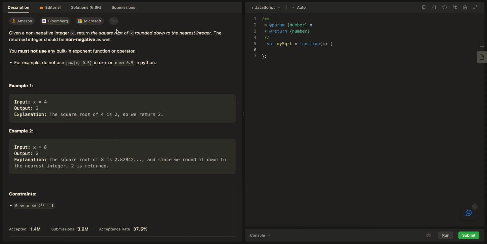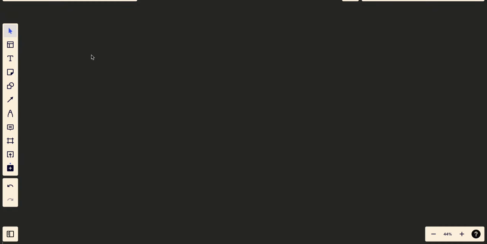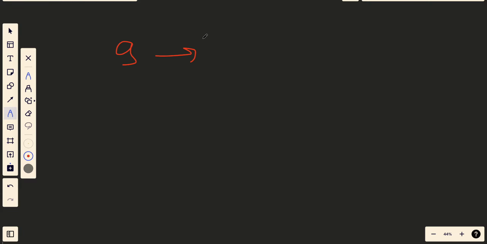So how can we solve the problem? Let's say that we have 9, for example, and the root of this one is 3. We all know that. So how can we find this 3 without using any tools in JavaScript like pow or something like that? One of the solutions that we can use is binary search.